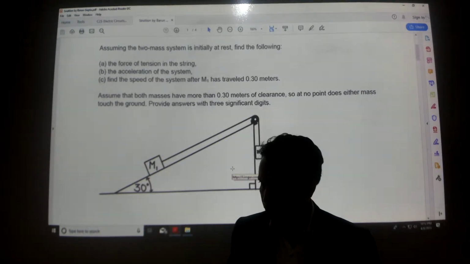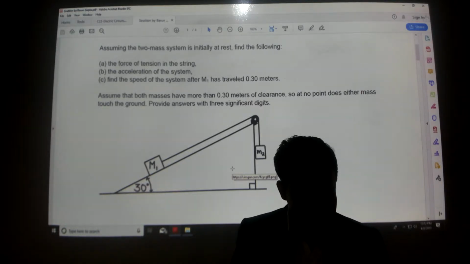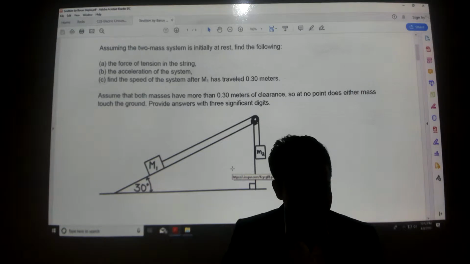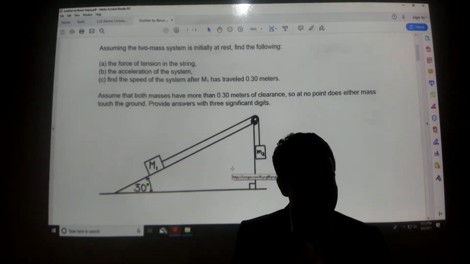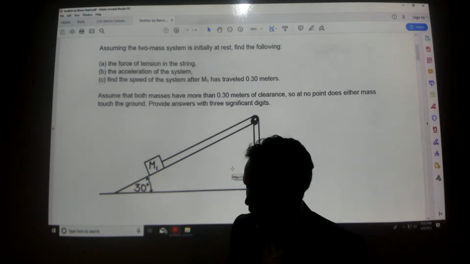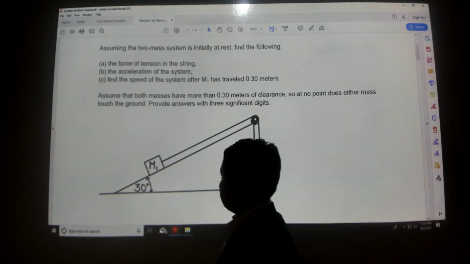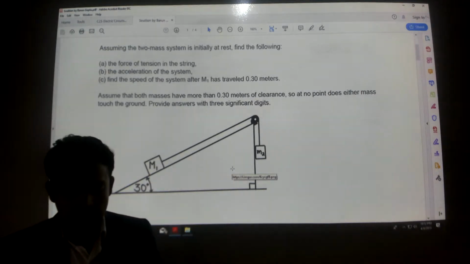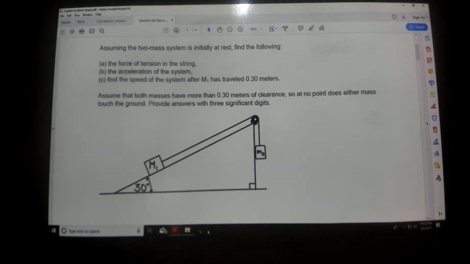Okay, so this problem requires an understanding of resolving the forces into different components using Newton's second law of motion, as well as using the equations of motion to calculate the velocity. First, the first stage in solving this problem is, let me rewrite this problem first.